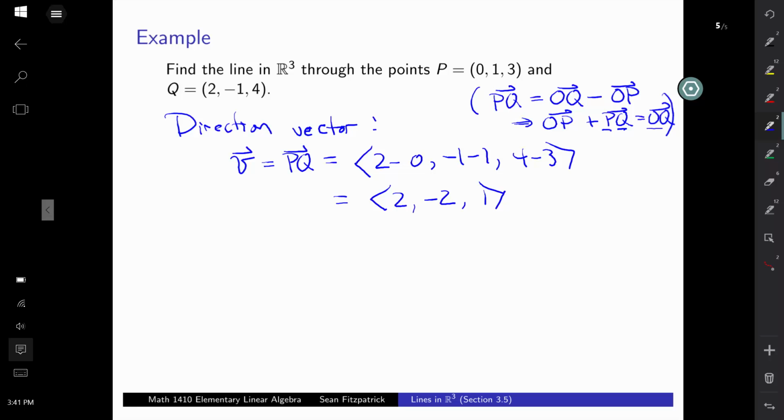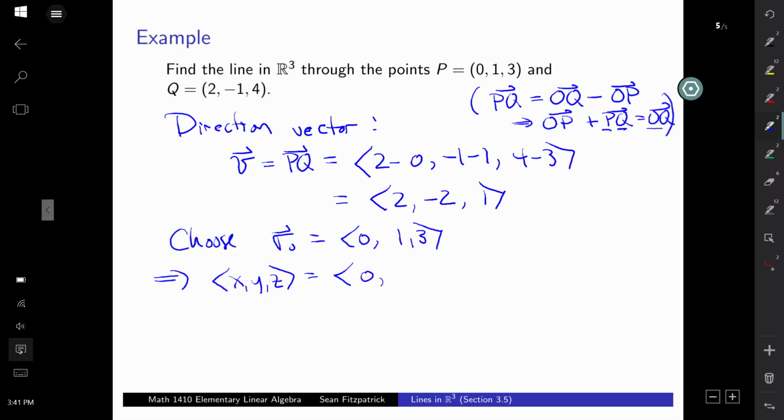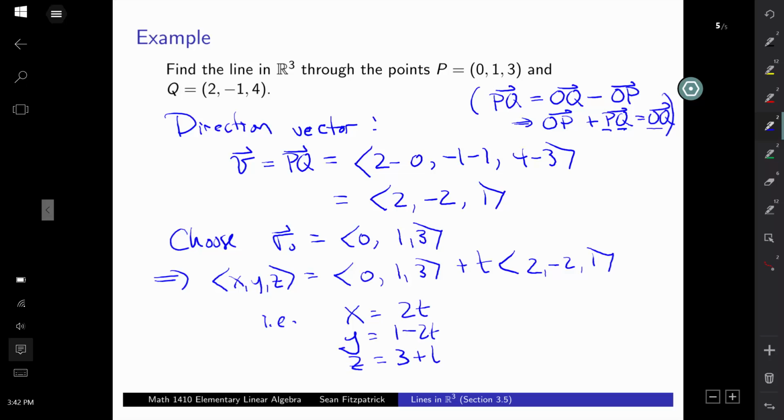All right, so we've got our direction vector. We need any point on the line. We can choose either one of the two that we're given. Let's choose our point to be given by the point P. So we'll take 0, 1, 3, and that gives me the vector equation. So x, y, z will be given by 0, 1, 3 plus t times the direction vector, 2, minus 2, and 1. And the other way you could do this is say, well, x is equal to 0 plus 2t, y is equal to 1 minus 2t, z is equal to 3 plus t.